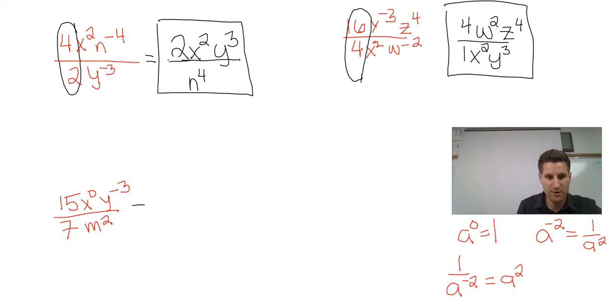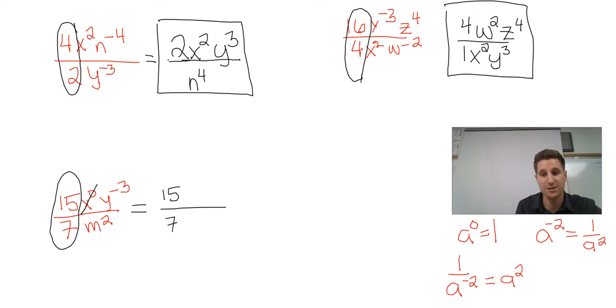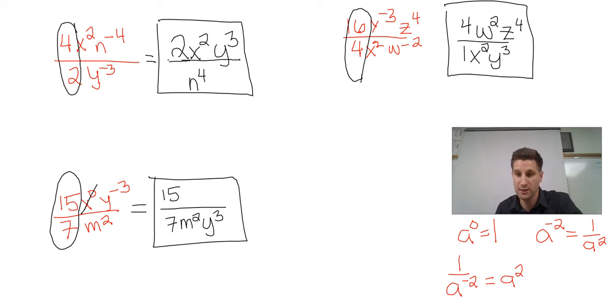Alright, last one here. Again, I'm going to set up that fraction bar first. I'm going to look at 15 over 7, and unfortunately we can't reduce anything, so I'm just going to leave 15 and 7 where they are. X to the 0 power becomes 1, so it essentially disappears in this situation, and the y to the -3 goes to the bottom. M squared stays there, and so we end up with an equation that looks like this, or a reduced piece that looks like this. So we're going to get more practice with this.